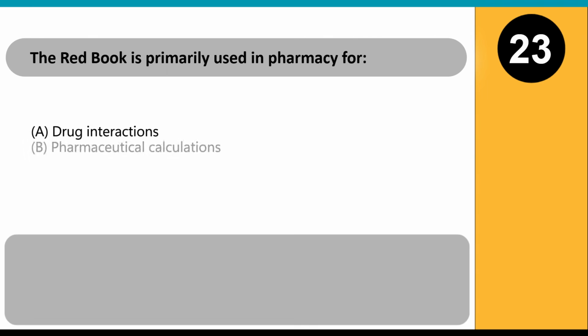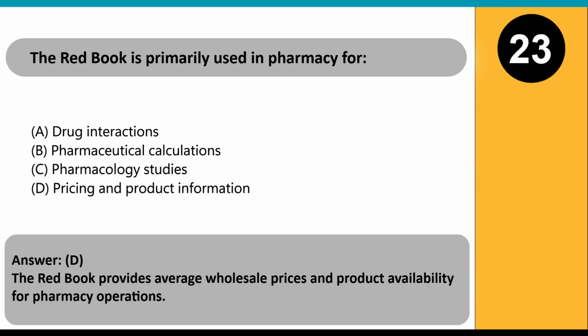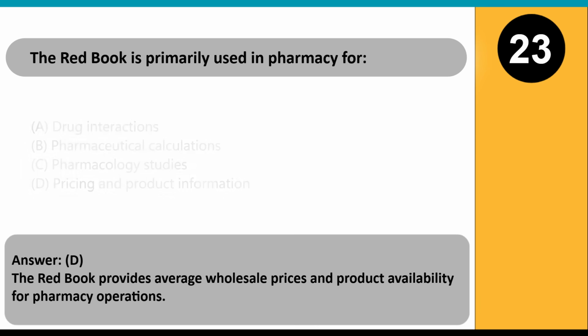The Red Book is primarily used in pharmacy for A. Drug interactions. B. Pharmaceutical calculations. C. Pharmacology studies. D. Pricing and product information. Answer D. The Red Book provides average wholesale prices and product availability for pharmacy operations.